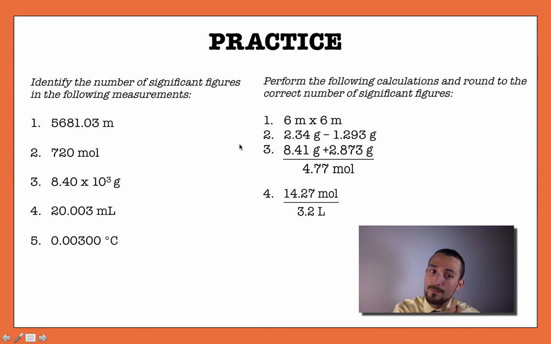So on this slide, I have a bit of practice that I'd like you to try now. On the left, we have significant figures, just simply identifying them. And then on the right, we have calculations, so we're actually applying it. So what I'll do now is give you a little bit of time. You can pause the video, try these out on your own, and then I'll provide the answers.